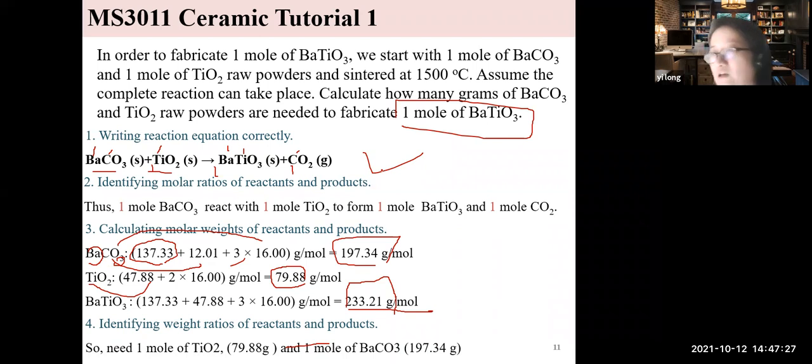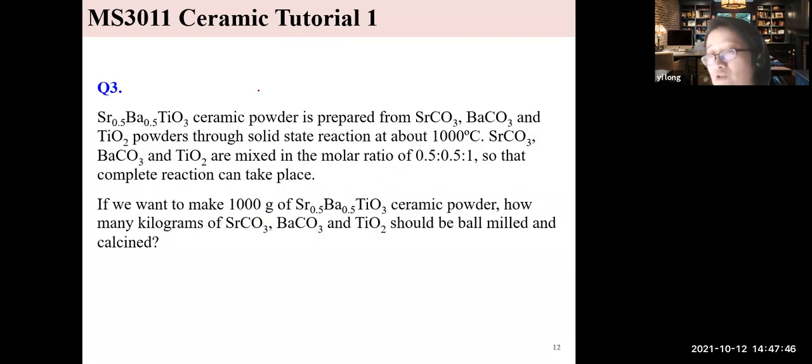So most likely your supervisor will say, hey, this barium titanate, the property is not nice. So I want to dope something in, which means maybe I want to change half of the barium with some other elements. This happens more often in research. Okay, so let's see question 3.